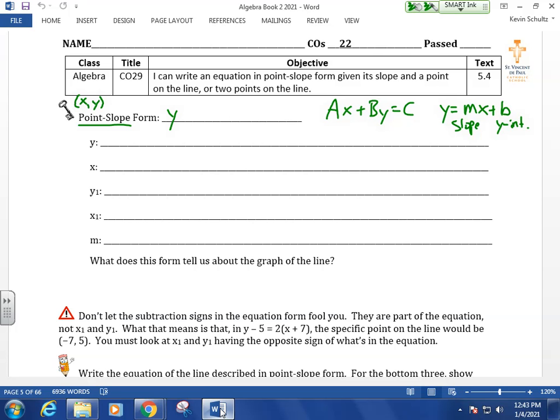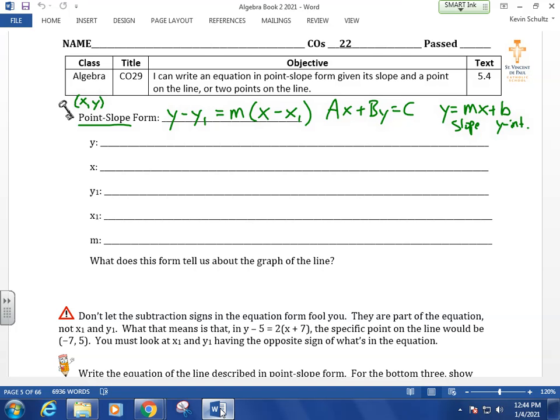Point-slope form is y minus y1 equals m times x minus x1. Now we've seen that y1 before in our slope formula. Remember, that just means it's the first y. It's not y to the first power, y times 1. It's just an order thing, the first y. Y minus y1 equals m times x minus x1. And we're going to take this in pieces here, because it can get a little bit confusing with the x and the y and the x1 and the y1.